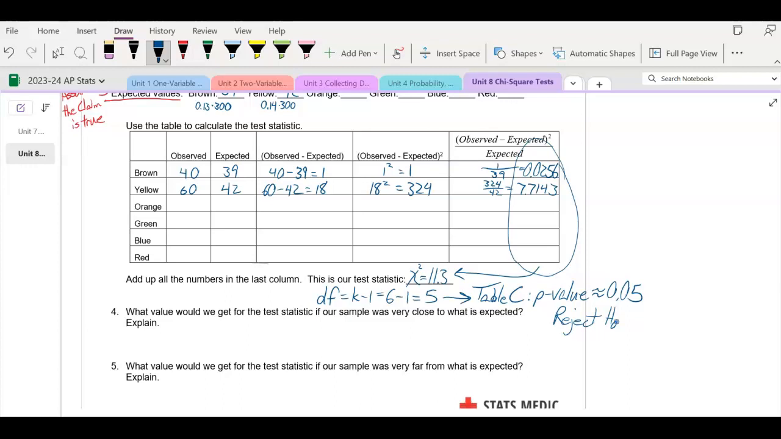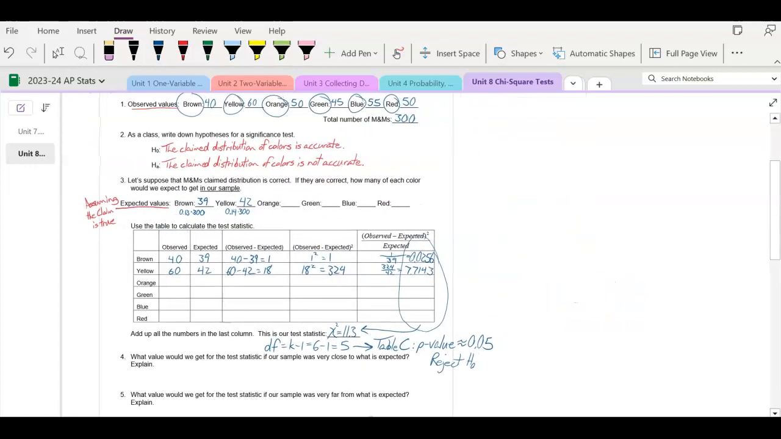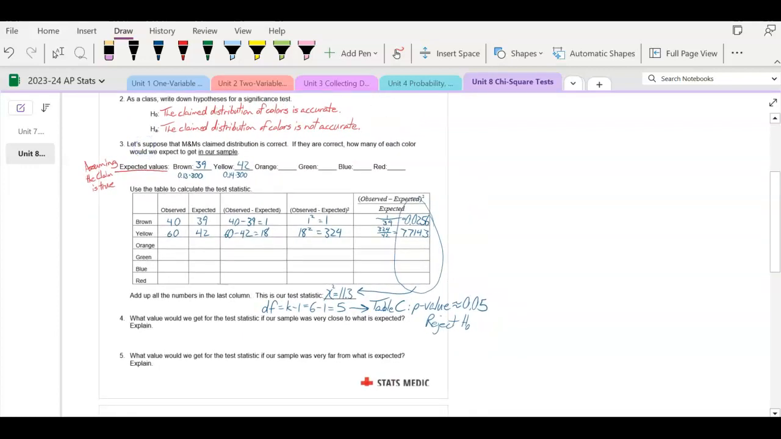Now we'll look at using our calculator to get an exact p-value later, but for today what I want you to do is go ahead and finish this simulation, find a chi-squared, and see if you can find an approximate p-value for our data. Okay, so have fun and have a snack when you're done.